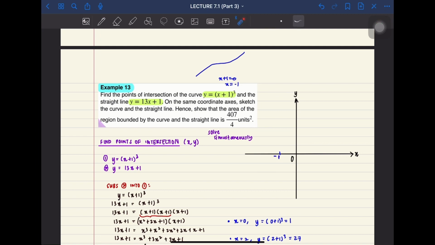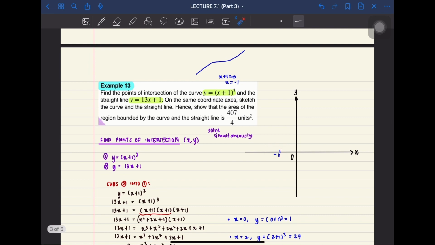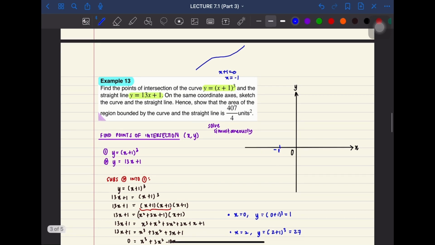Okay, so dia akan hanya pass through satu point je dekat x axis. So the graph looks something like this. Oh sorry, sekejap, ada satu tu kesana sikit. Okay, so the graph only passes through x = -1. Dia tak pass through x yang lain. Lebih kurang macam tu.